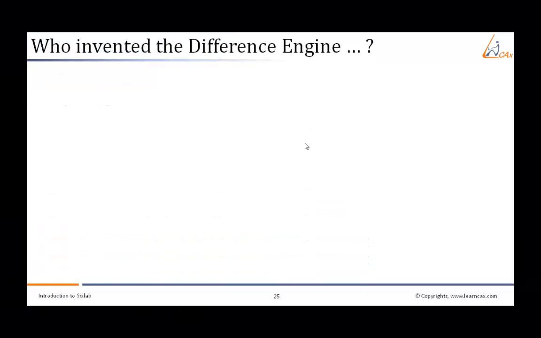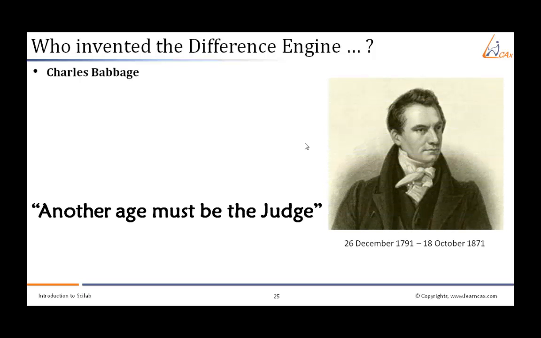Who invented the difference engine? Charles Babbage was the inventor of the difference engine. As you can see, he was an English polymath, a mathematician, philosopher, inventor, and mechanical engineer. His aim was to develop a fully programmable computer, and he started with the difference engine, which was a sort of mechanical calculator.